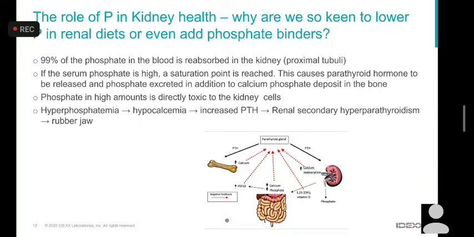You may have seen pictures, or patients for that matter, who have this very special rubber jaw where the bones are completely demineralized. That's an extreme condition, but on a more mild level, it's extremely important to monitor and really try and lower the phosphate.